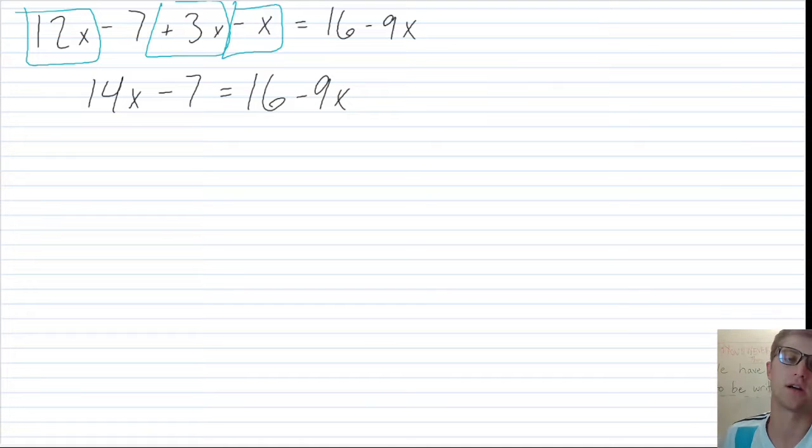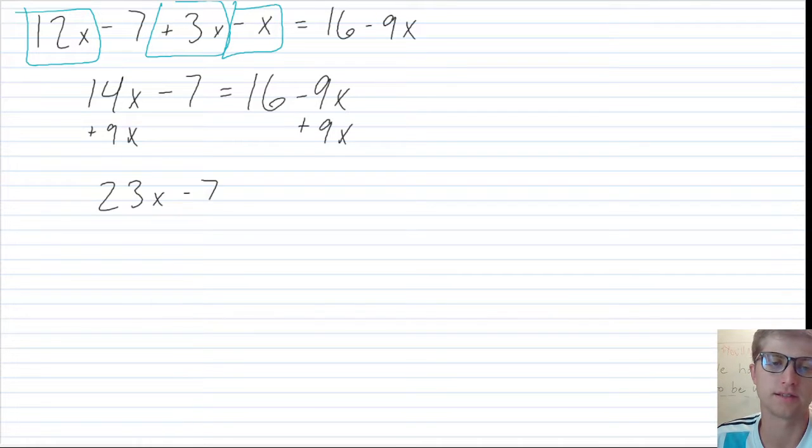9x. Alright, if we want to get all the variables to one side, we'll move our 9x over, since we'll have to add it. The opposite of subtracting by 9x is adding by 9x. What we do to one side, we'll do to the other. 14 plus 9 gives us 23x minus 7, left with 16.